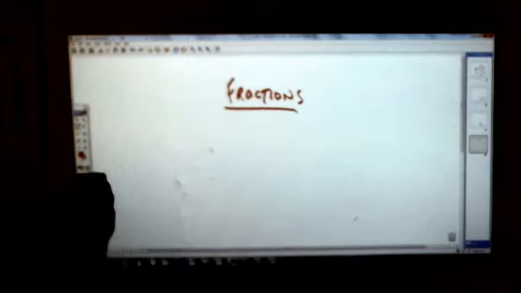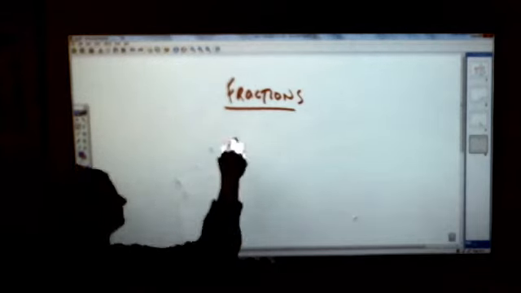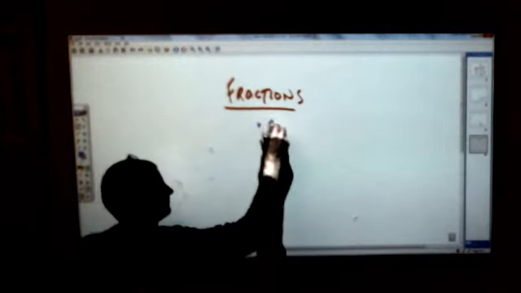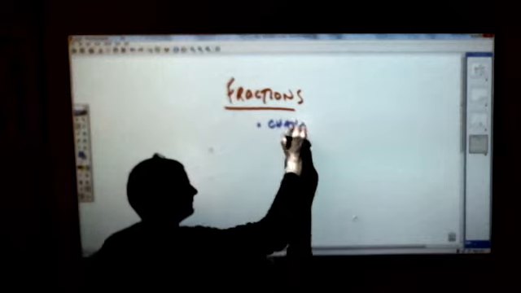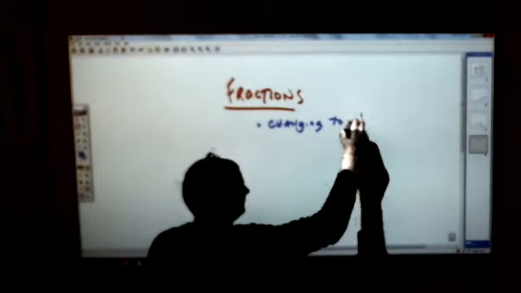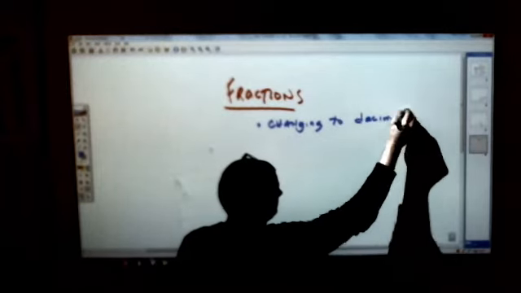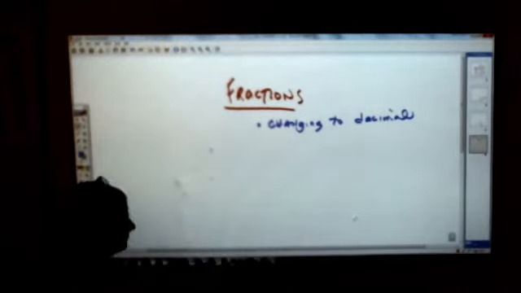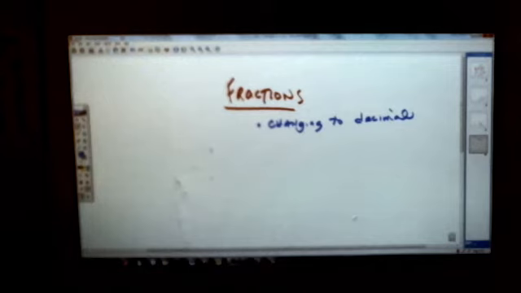And the little subheading under fractions here is changing to decimal. Changing to decimal.